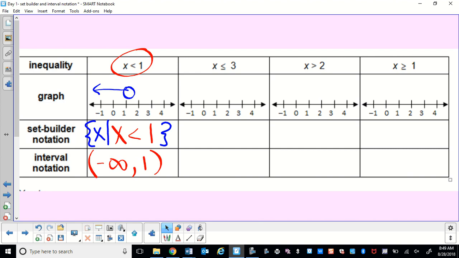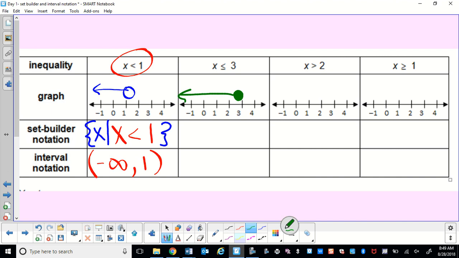All right, number 2. Open circle, closed circle. Close on what number? 3. My arrow is going to the left or the right?